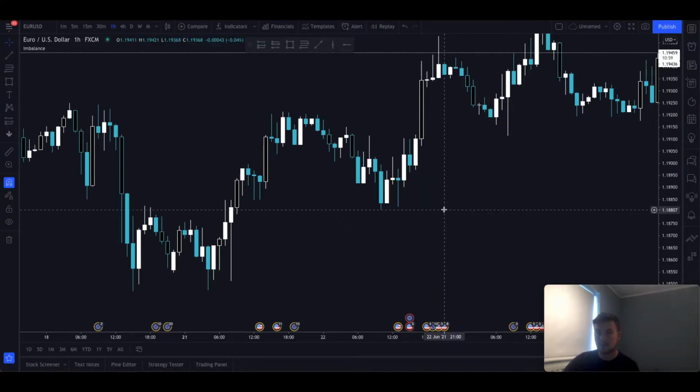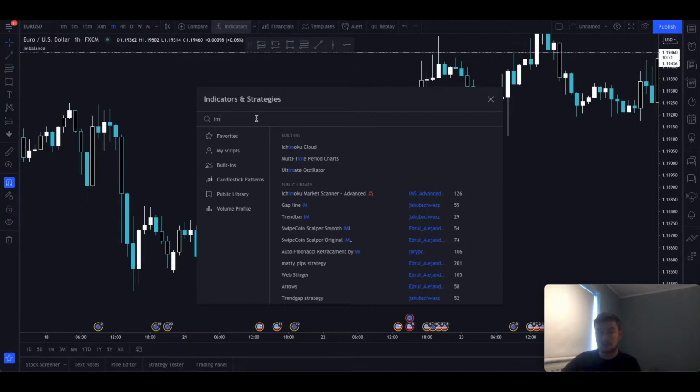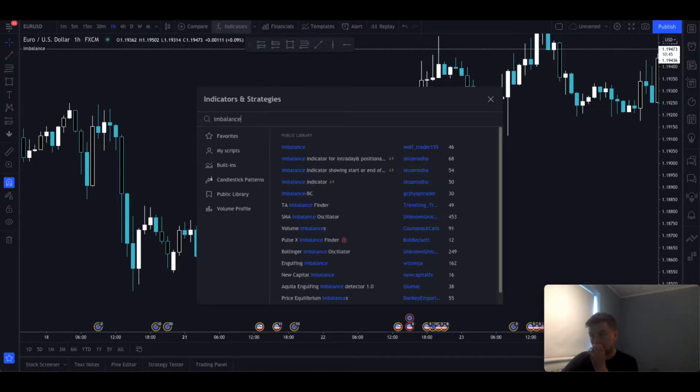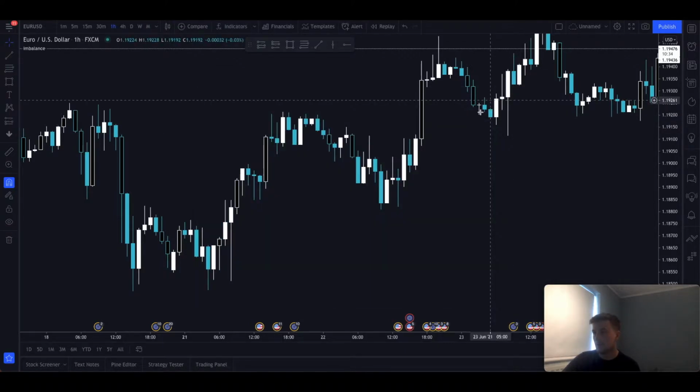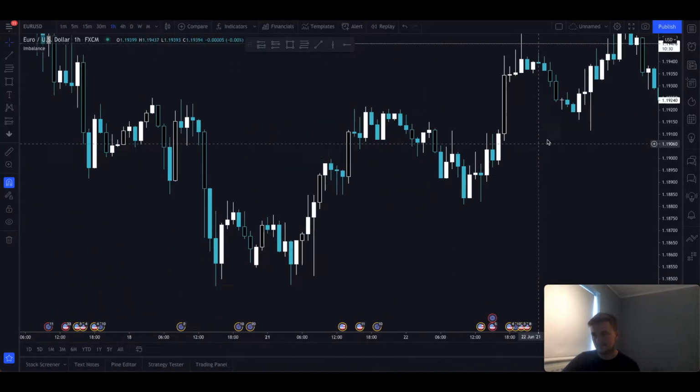Now you might be asking why, and the reason for that is I have this indicator. You just hit the indicators button on TradingView and type in imbalances or imbalance, and it's the first one by Wolf Trader 155. That's the one that you want to install. So you click on that, and then it will paint all your candles black that are imbalances.